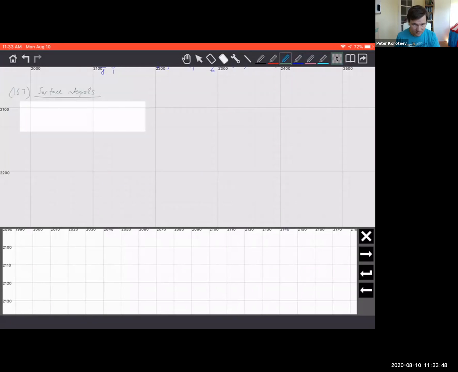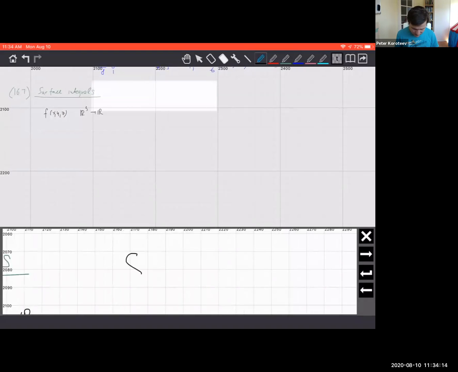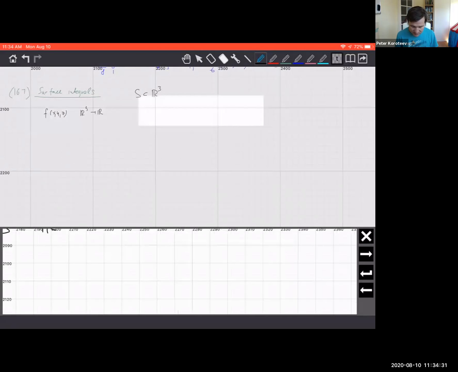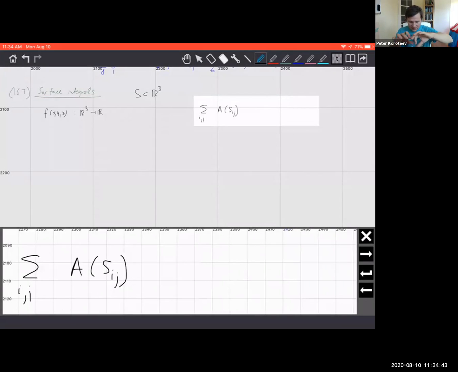Say we have a function f of x, y, and z which is defined on a surface. It's a function from R3 to R, but in particular it's defined on a surface S inside R3. If the function is defined everywhere in R3, it's also defined on the surface as a subset, naturally induced on the subset. Then we can construct a similar Riemann sum as before: the double sum over i and j of the areas of the segments, the little curved parallelograms S_ij, as before.